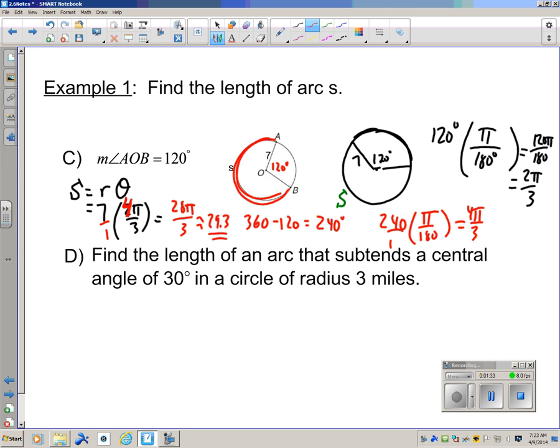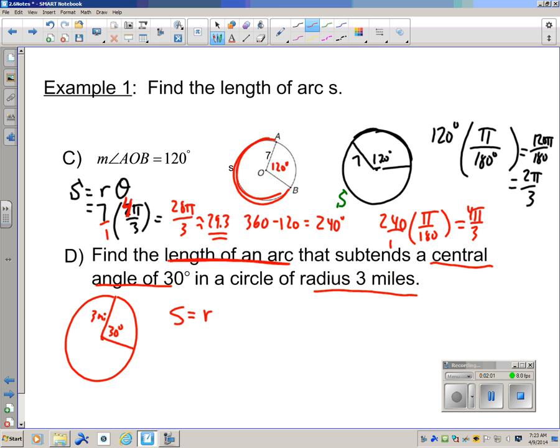And then part D says find the length of the arc that subtends a central angle of 30 degrees. So I'm going to draw a little picture here. This is my 30 degrees. That's theta. And the radius, they're telling us, is 3 miles. Central angle there is 30 degrees. So I'm going to put them all in here. This time we're going to have units that we label, and we're supposed to find the length of an arc.